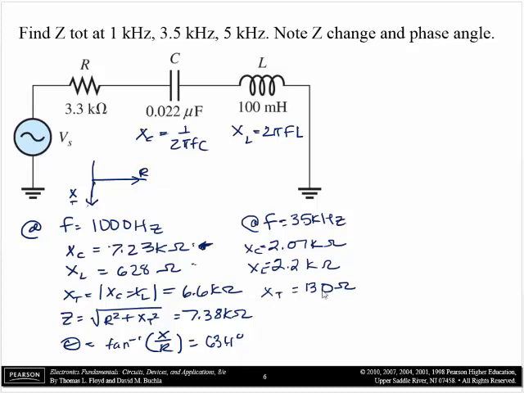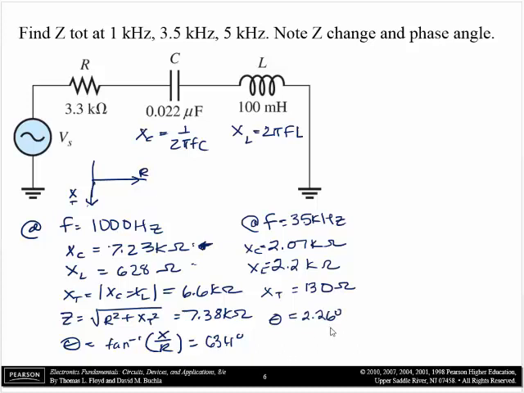So notice we're close to resonance right now, and the reactance is almost canceling out right here. So at 1000 hertz, reactance was 6.6 k ohms, but at 3.5 kHz, it's close to resonance, and the reactance is almost canceling each other out. And at that point, the angle will be 2.26 degrees.